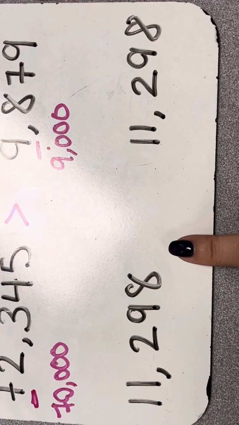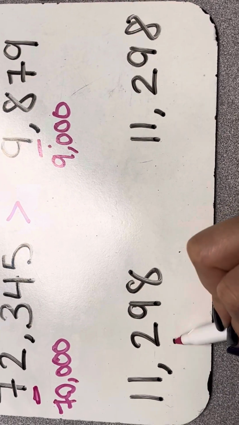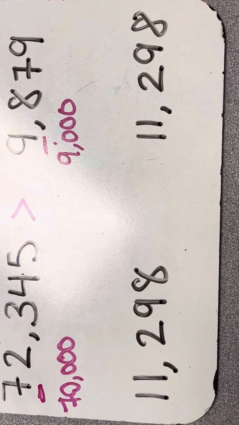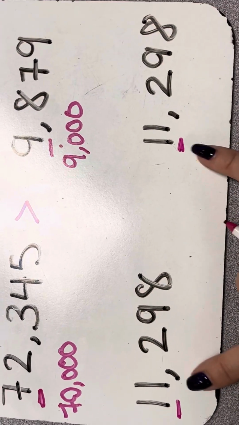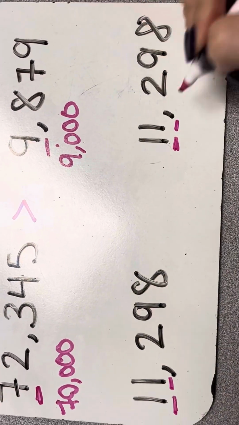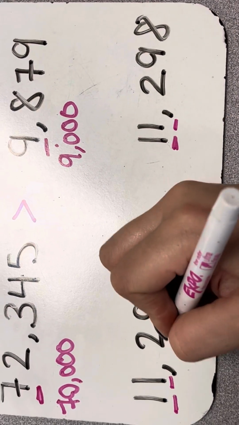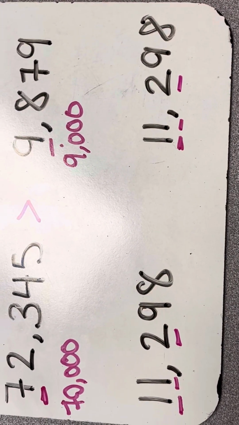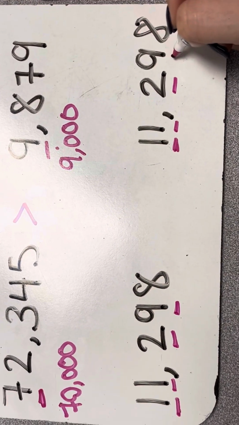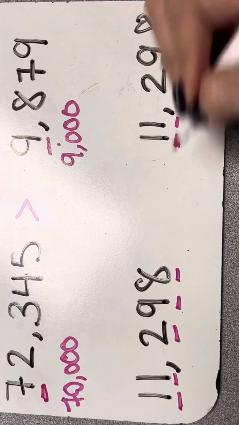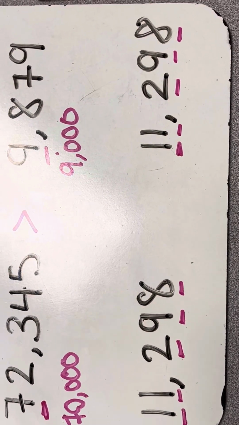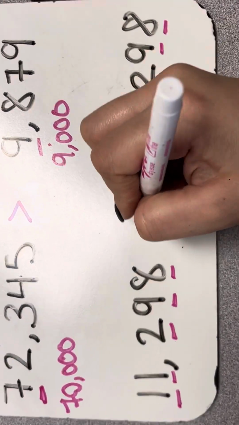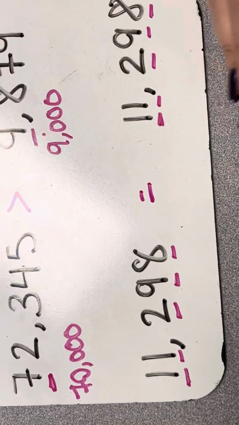All right, here's the last one. I have 11,298 and 11,298. And do the same thing. 10,000, 10,000. 1,000, 1,000, still equal. 200, 200, still equal. 90 and 90, still equal. 8 and 8, still equal. All the place values are equivalent through all their place values. So for that one, we'd write an equal sign.